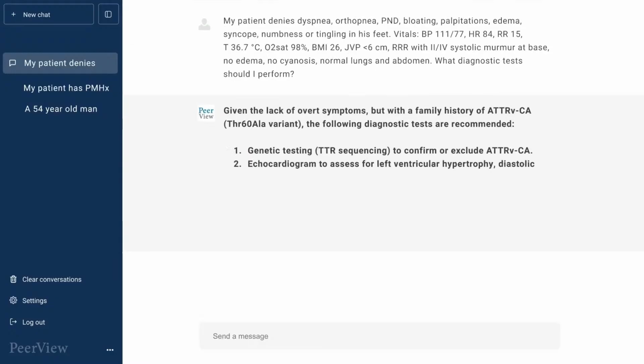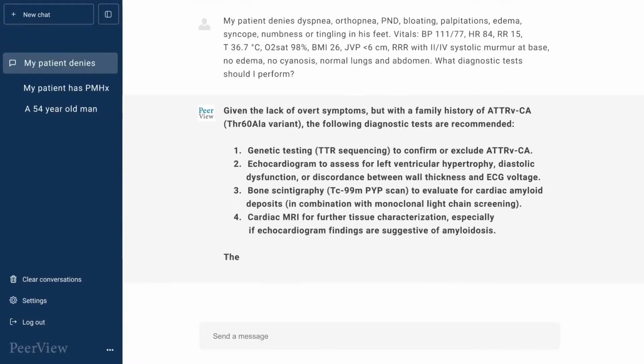So as you can see, the chatbot says that, even with no symptoms, genetic testing is certainly important in this patient who has a family history and is at risk, with a 50% chance of having the same variant. And then they recommend an echo, bone scintigraphy, and an MRI. The MRI, it says, if findings are suggestive of amyloidosis.